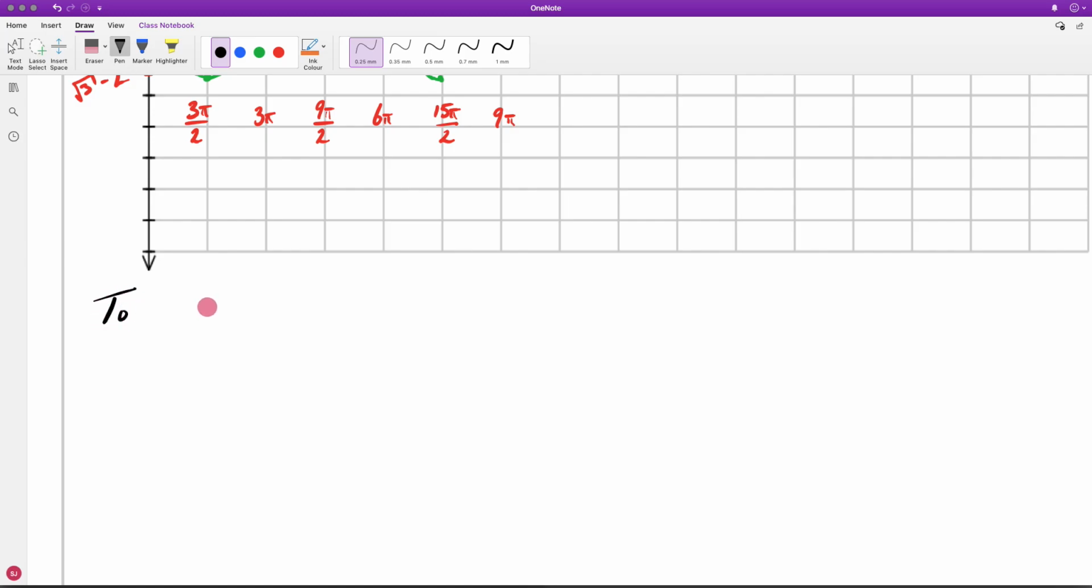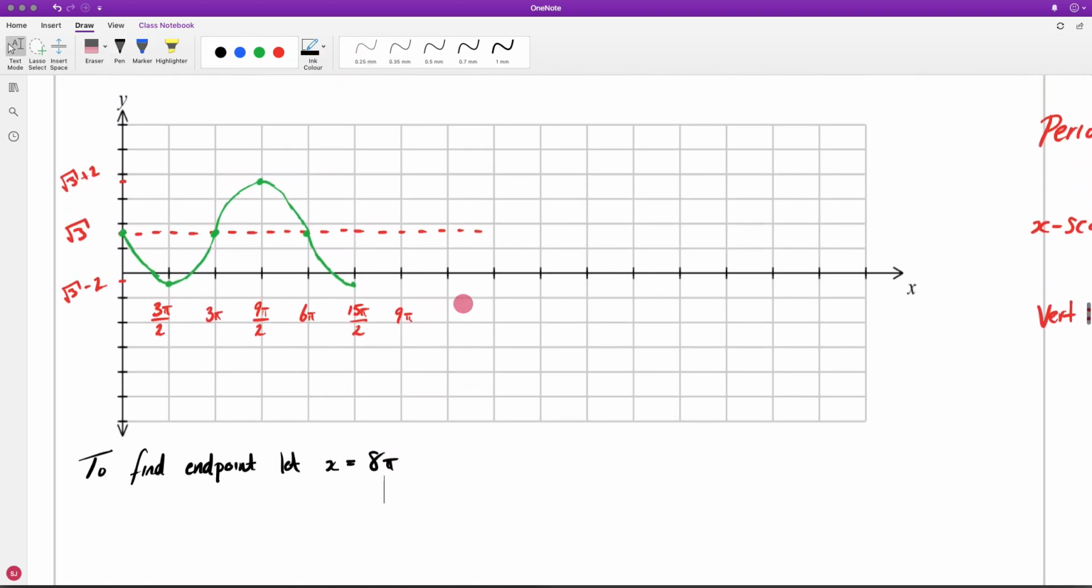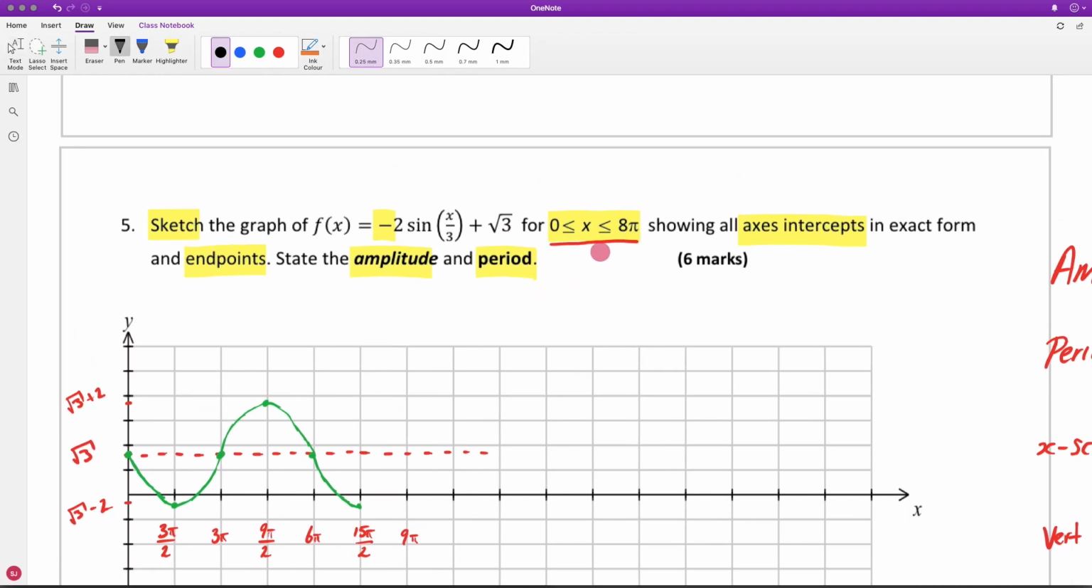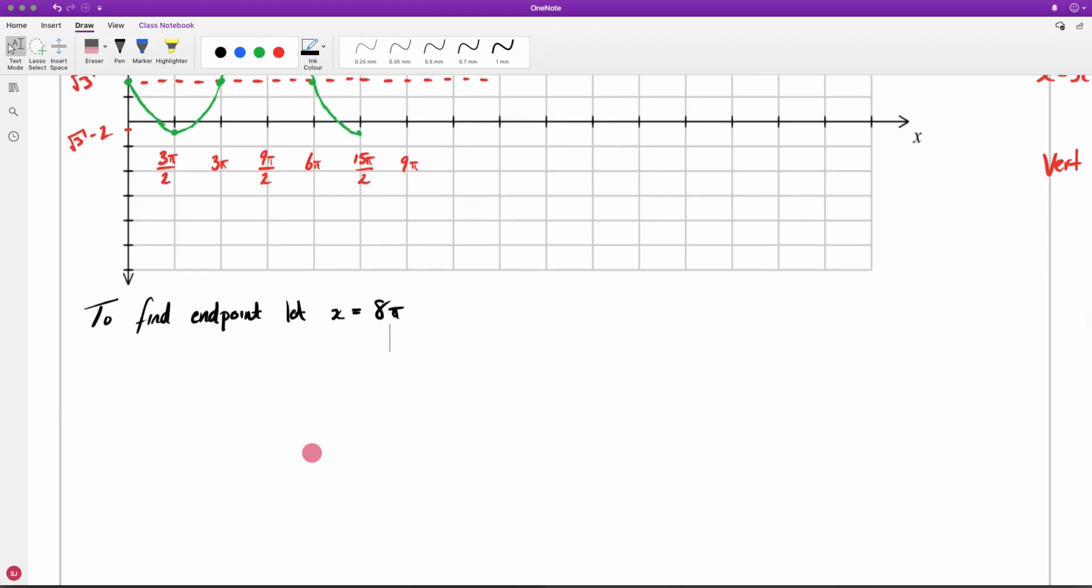To find endpoint, always put in these sentences. They help your teachers out so much so that we know what you're doing. To find endpoint, let x equal 8 pi. So in other words, what I want to do is I want to know what my y value is going to be when my x value equals the last part of my domain, which is the 8 pi. So I want to put 8 pi into there to figure out what my y value is going to be.